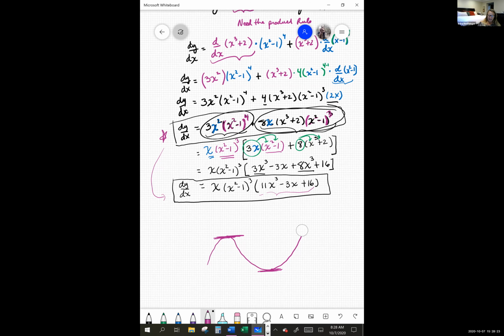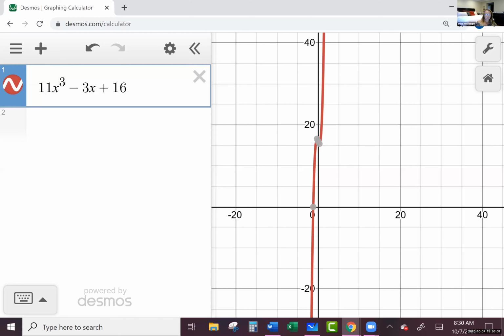Although if it does ask you when that is equal to 0, I would let you use a feature, and I wouldn't put that on the exam, but I would let you use that feature of Desmos.com. So let's just do that real quick. Let me pause the video while I pull that up. So I just went to Desmos and I plugged in the equation, 11x cubed minus 3x plus 16, so we could figure out when this was equal to 0.